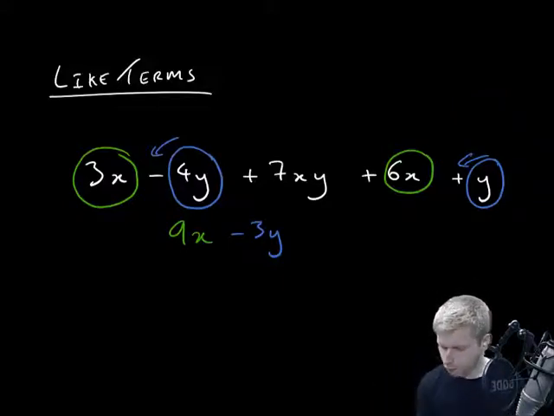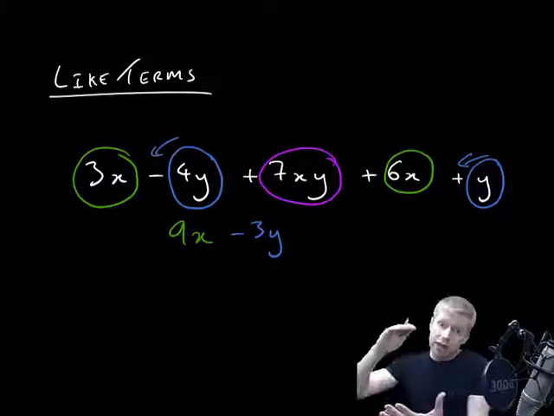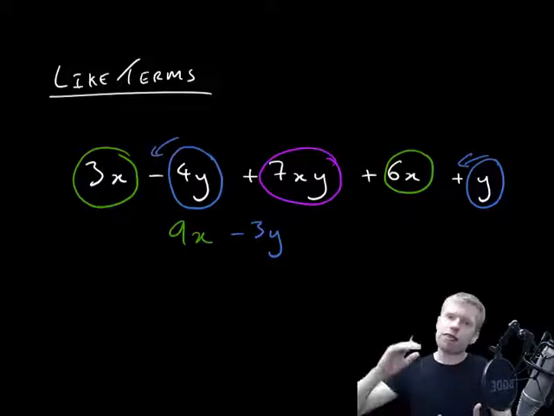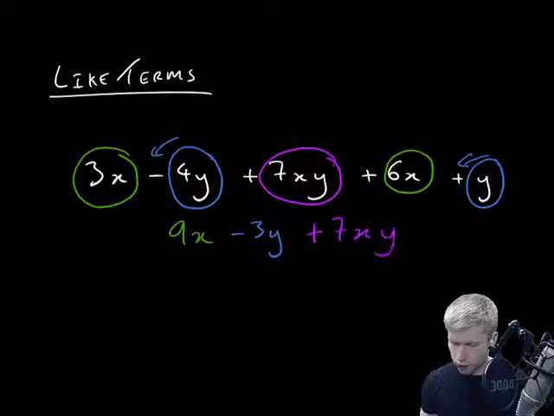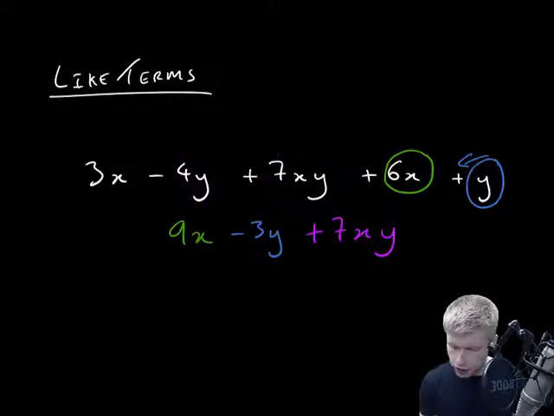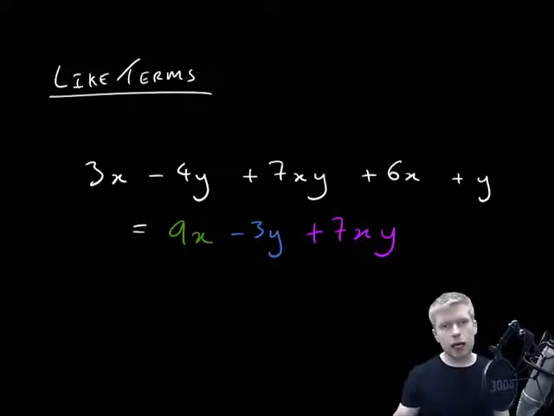And let's have a look at this term. What about this term here? Well, because there are no other terms which have an x and a y in, there's no other like terms. So if I wanted to simplify this, 3x minus 4y plus 7xy plus 6x plus y comes out as 9x minus 3y plus 7xy. Now, I've taken 5 terms and I've reduced it down to 3 by collecting together like terms. Hope that makes sense.